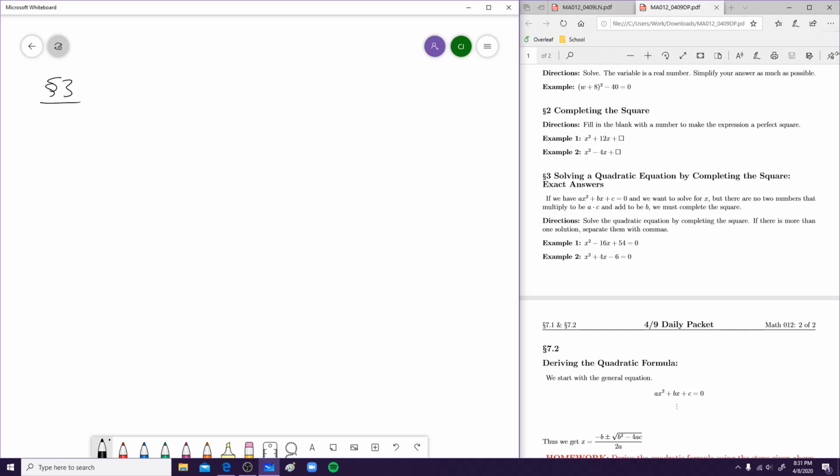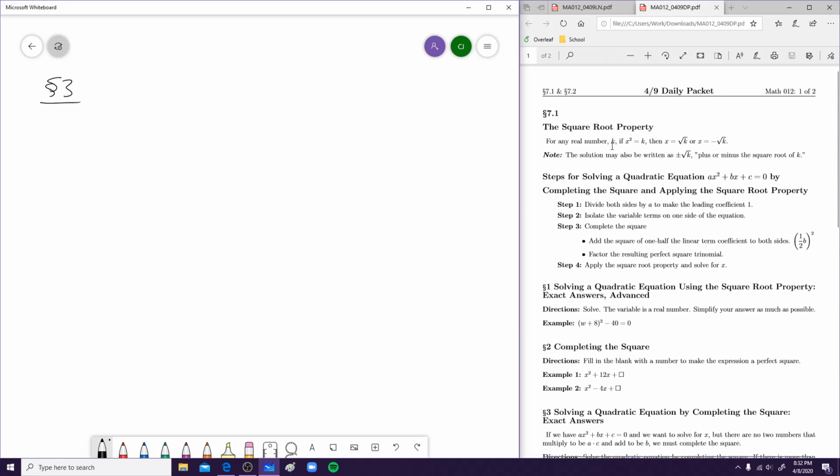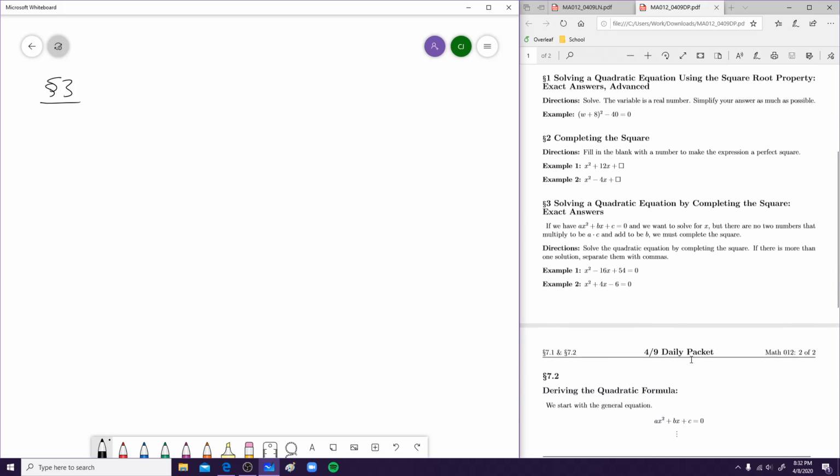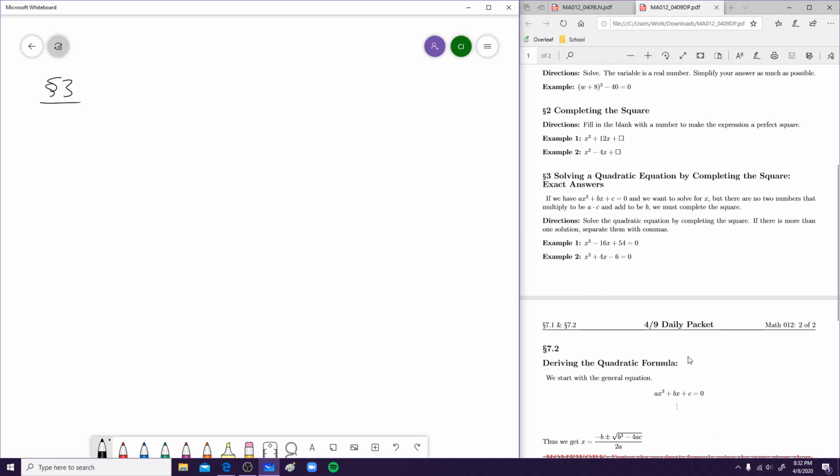Now we are going to talk about the last topic of 7.1. In this section, we are going to take all the tools that we learned in sections 1 and 2, and combine them and use them for section 3.